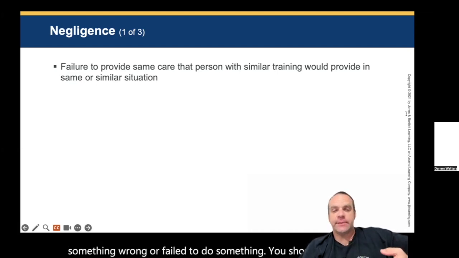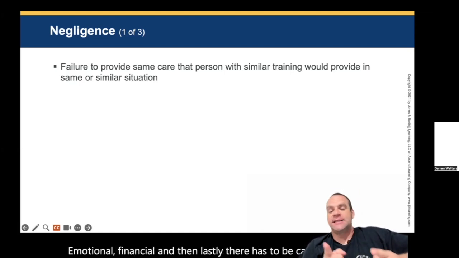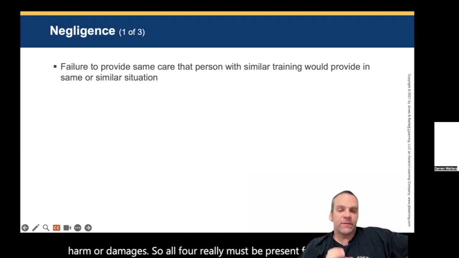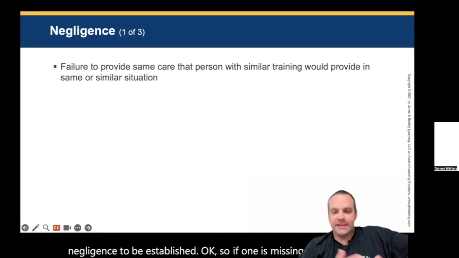Number three, damages. The patient suffered harm, whether that was physical, emotional, financial. And then lastly, there has to be causation. That means your actions or failure to act directly cause the patient's harm or damages. So all four really must be present for negligence to be established, okay? So if one is missing, for example, if no actual harm occurred, then negligence cannot be legally proven, okay?